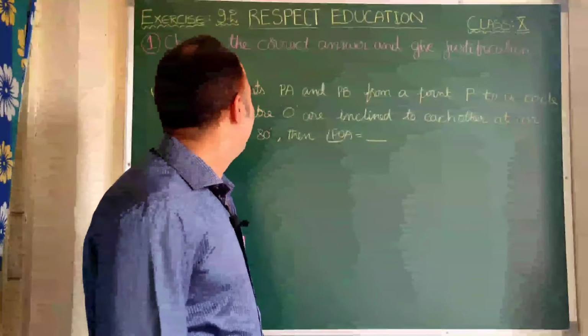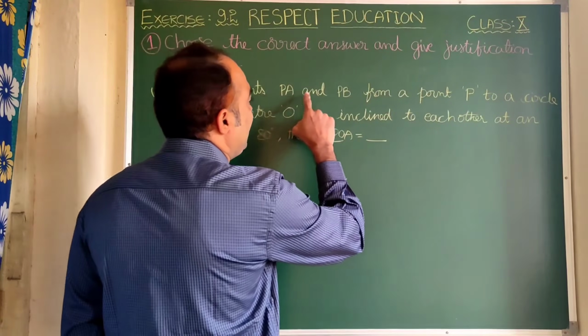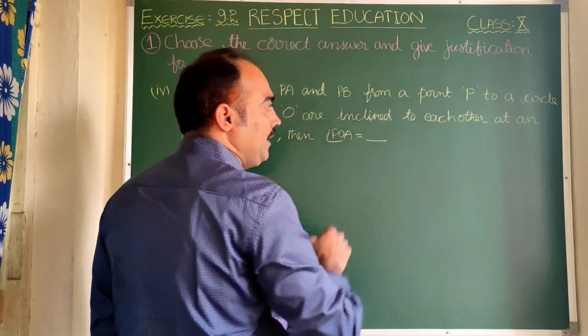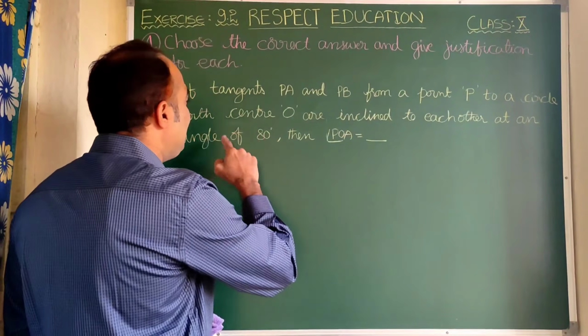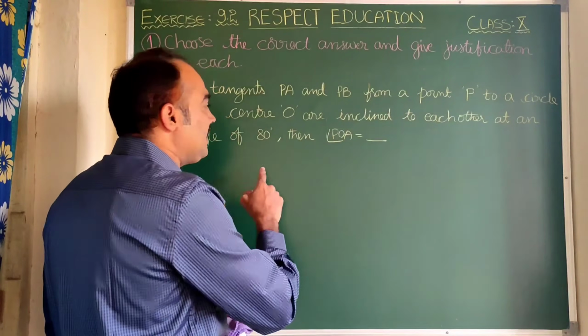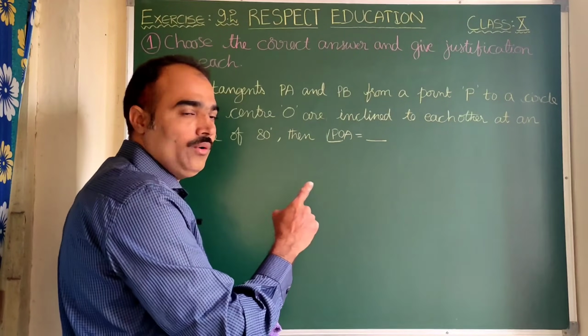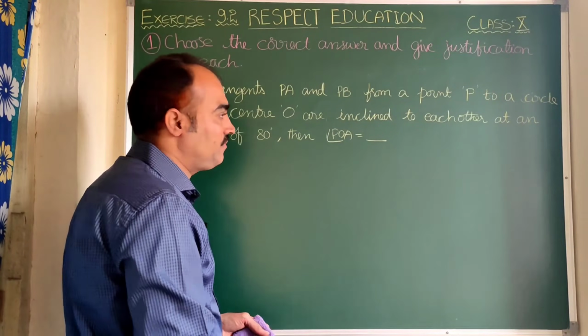Now let us see the fourth bit. If tangents PA and PB from a point P to a circle with center O are inclined to each other at an angle of 80 degrees, then angle POA is equal to dash.